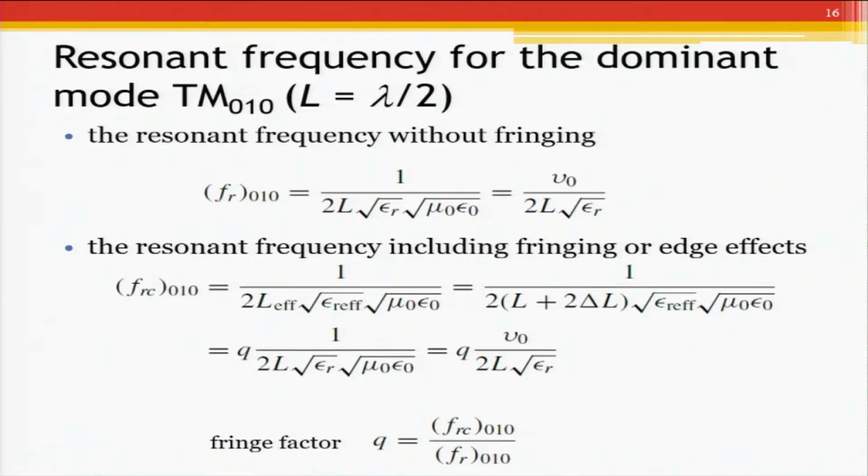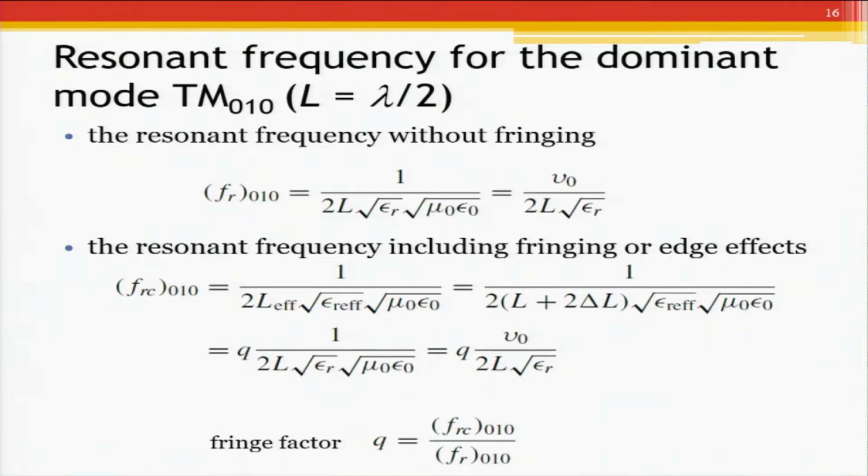If there is no fringing, then your resonant frequency can be found using this equation: 1 over 2L square root of epsilon R, square root of mu naught and epsilon naught. This is the free space property which corresponds to light speed V naught, 3 times 10 to the 8 meters per second. But if you include the fringing or edge effects, then your L here will become L effective. The epsilon R here will become the epsilon R effective.